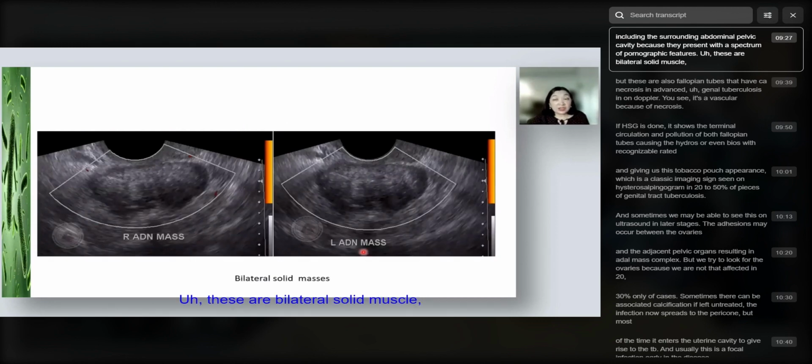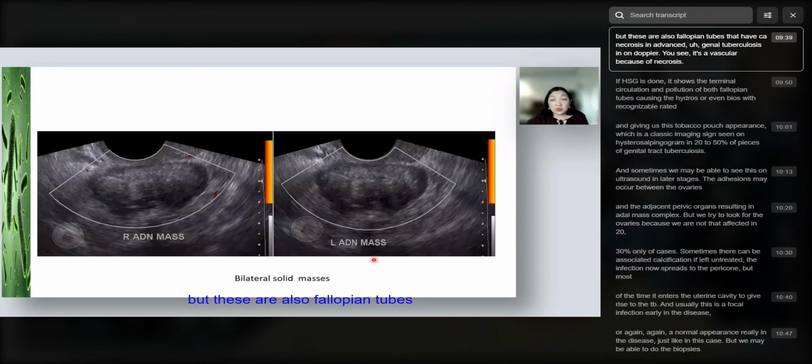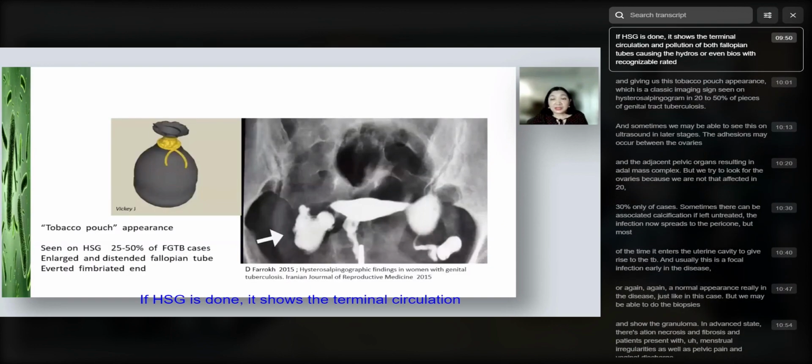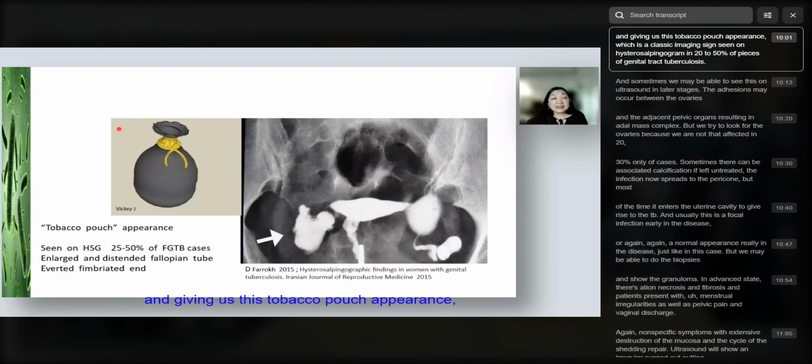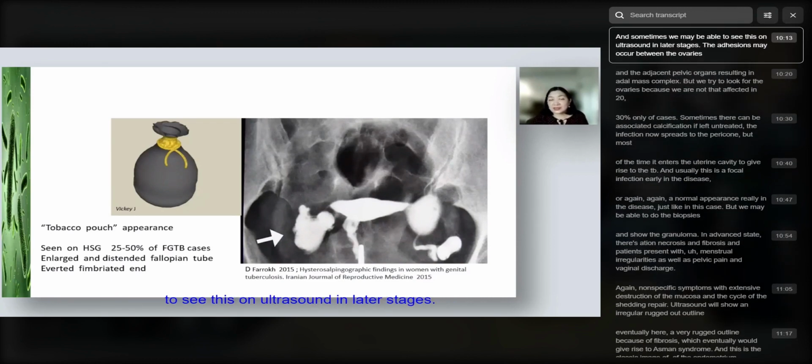These are bilateral solid masses, but these are also fallopian tubes that have caseation necrosis in advanced female genital tract tuberculosis. And on Doppler, you see it's avascular because of the caseation necrosis. If HSG is done, it shows terminal sacculation and occlusion of both fallopian tubes, causing hydrosalpinx or even pyosalpinx with a recognizable fimbriated end, giving us this tobacco pouch appearance, which is a classic imaging sign seen on hysterosalpingogram in 20 to 50% of cases of genital tract tuberculosis. And sometimes we may be able to see this on ultrasound.